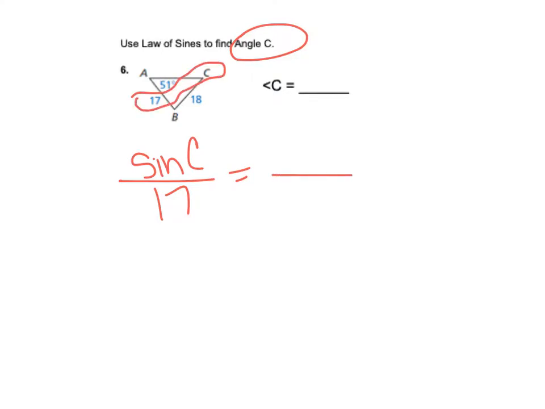So here's what we know. Angle C, so the sine of C over 17 equals the sine, in case the angle is 51. Remember, trig functions are always attached to the angle, so it's the sine of 51 over 18. So go ahead and figure that one out. Calculate it out and find the measure of angle C.